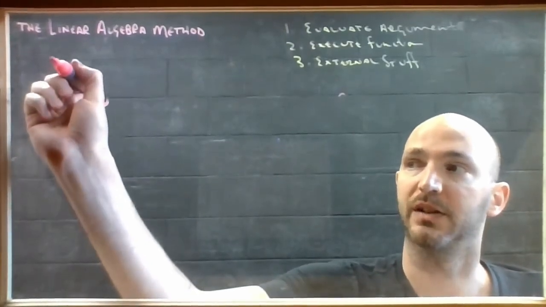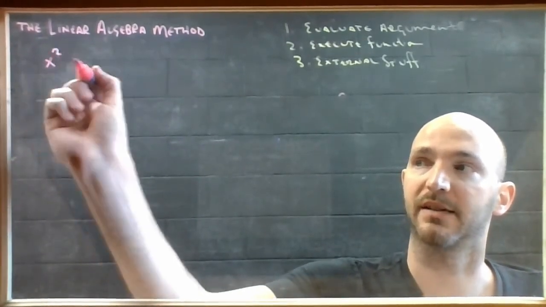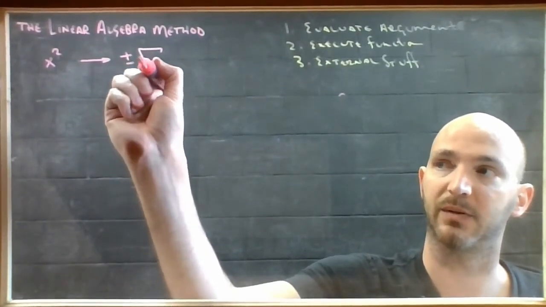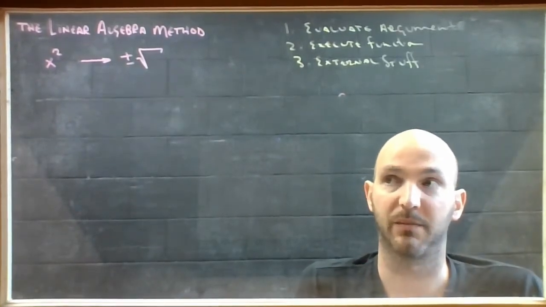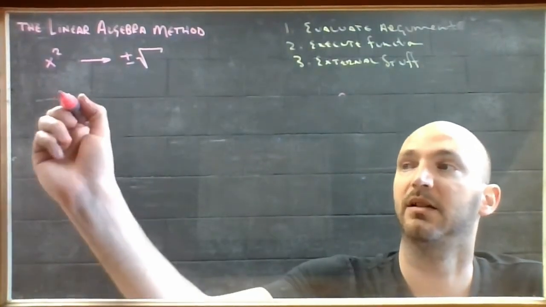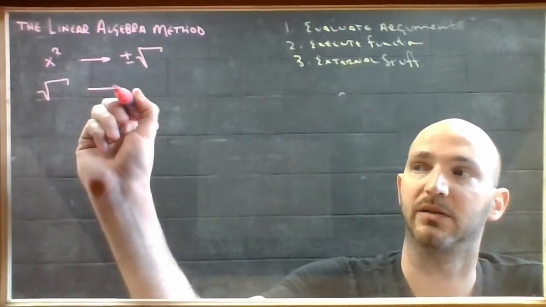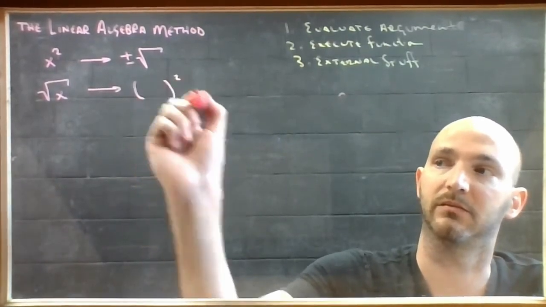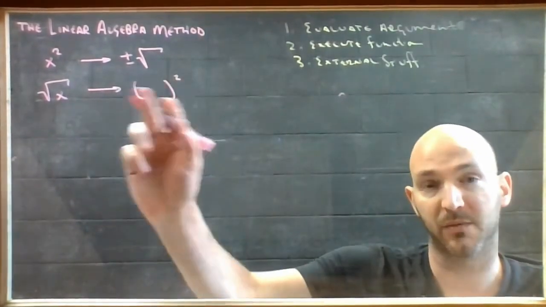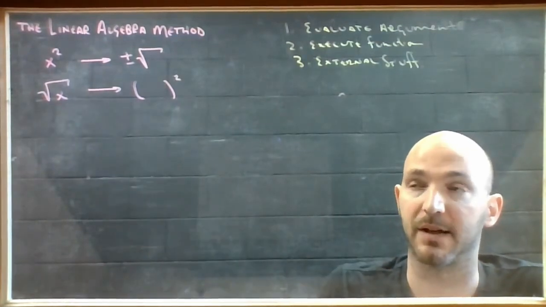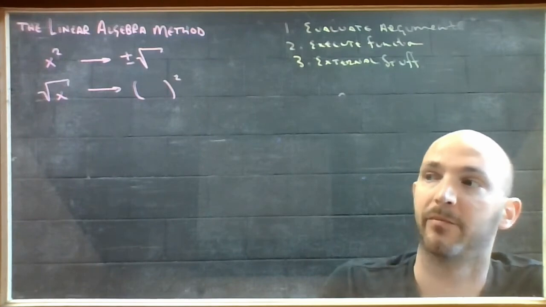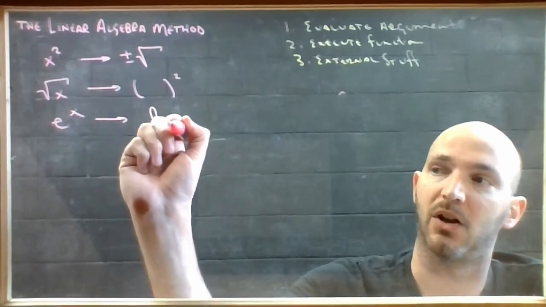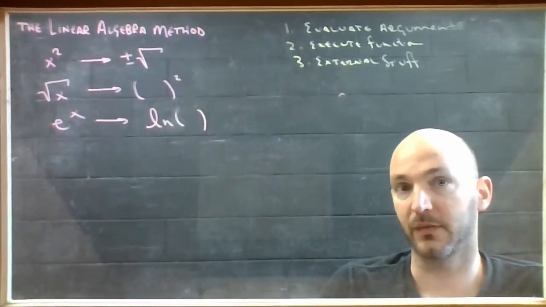So if your function is x squared, the thing you need to break that is plus or minus square root. Now that's a bit of a weird one because you need the plus or minus on that. If you have a radical, you break that with squaring. Notice that the plus or minus is not necessary on this particular step. If you have e to the x, that is broken with ln x, and vice versa.